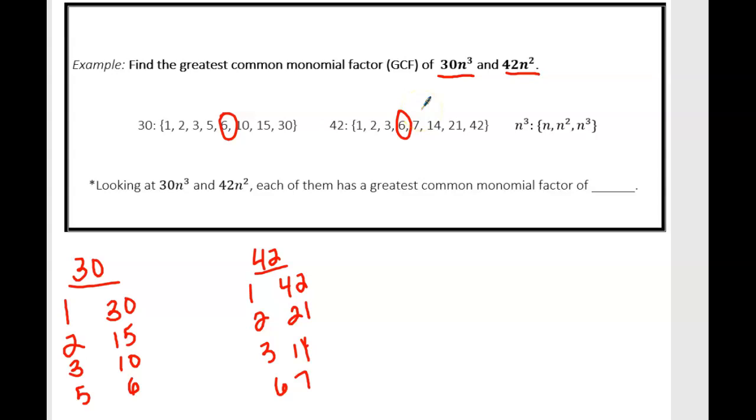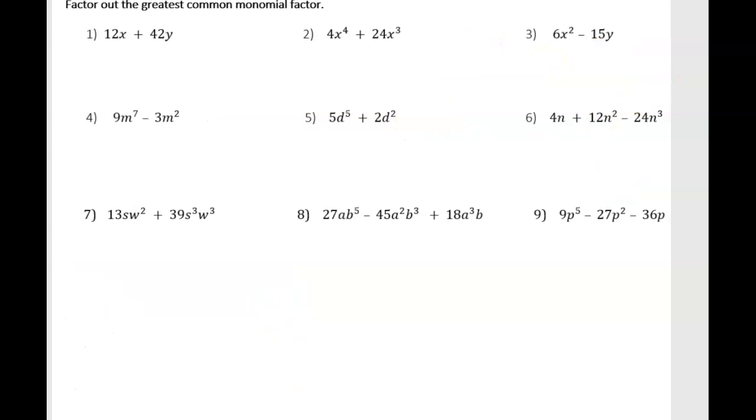Now the variables. If I have 30n to the third, I have 3 n's that are multiplied, and 42n squared means I have 2 n's that are multiplied. So the common ones would be 2 n's, or n squared. Putting it together, the greatest common monomial factor would be 6n to the second power, or 6n squared. Keep in mind that when you're dealing with variables in common, it's always going to be the lowest exponent.